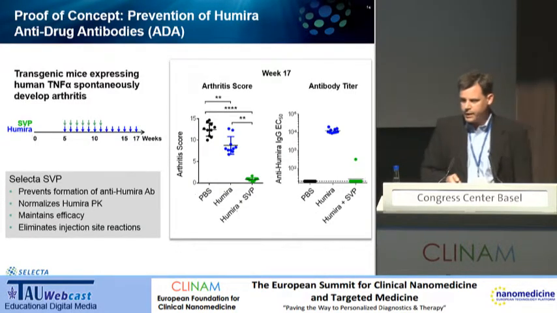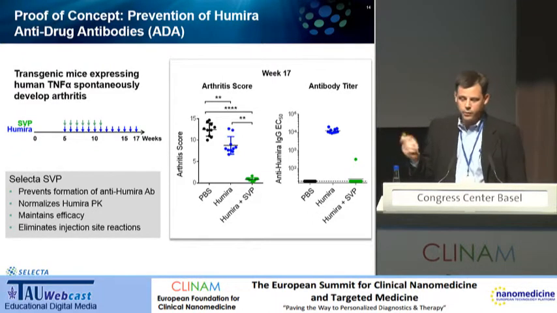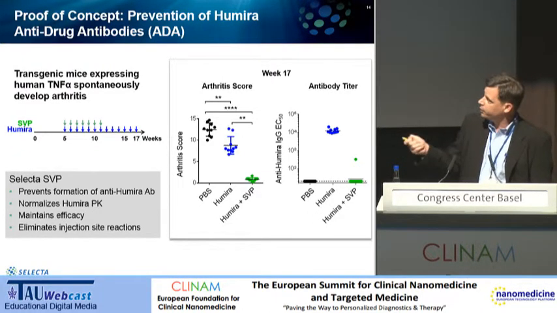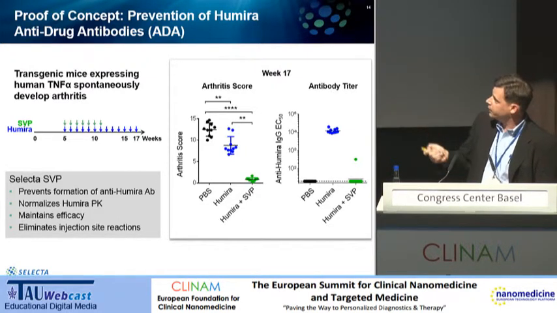These are transgenic mice that express human TNF-alpha, so they develop arthritis around week 5. At week 5, as they're starting to develop arthritis, we treat them with the SVP and with Humira. We do that for, I think, 7 weeks. Then we stop giving the SVP treatment, and we just give Humira out through 20 weeks. This is the week 17 data.